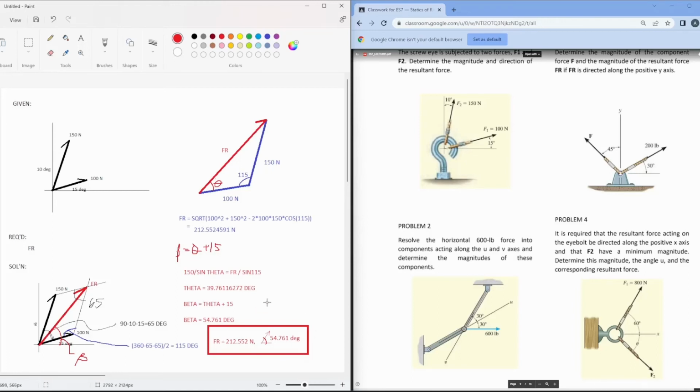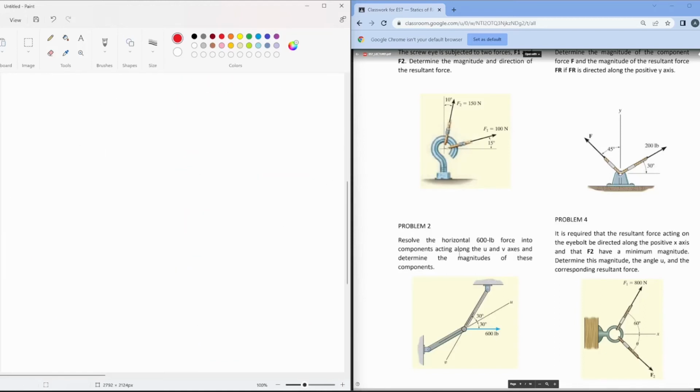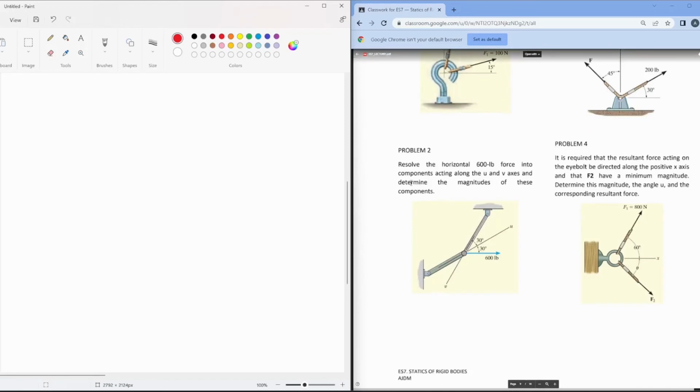Okay, so this is number 1. Next, we have number 2. Resolve the horizontal 600-pound force in 2 components acting along the U and V axis and determine the magnitudes of these components. So, una, we write the given. Again, we write the given.